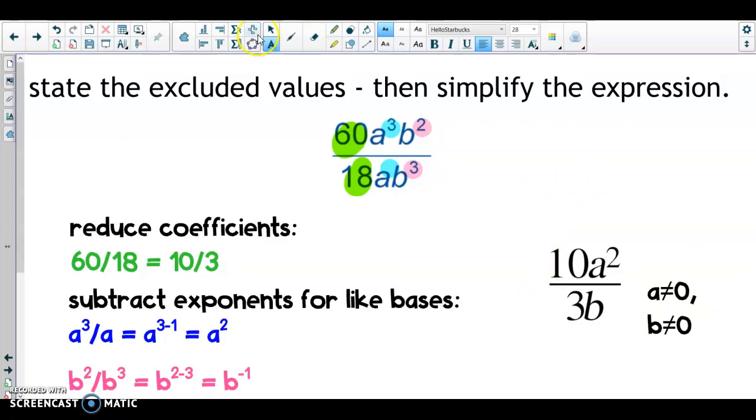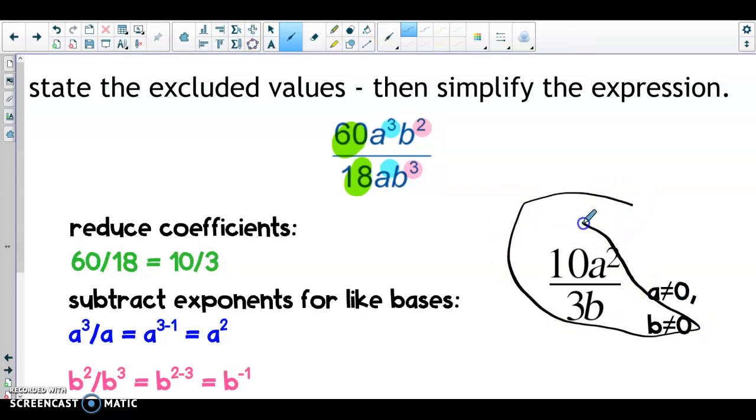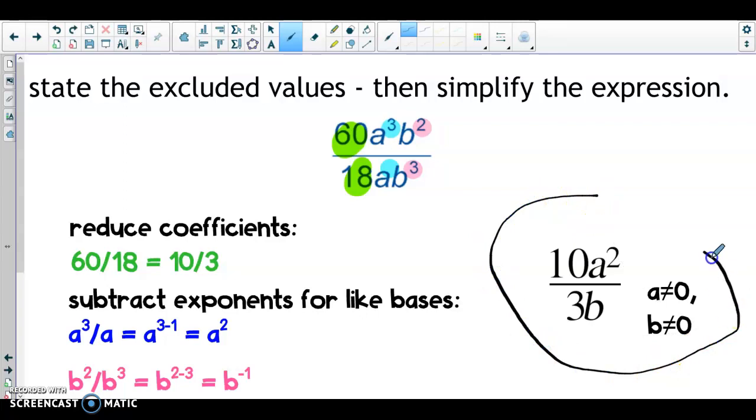So there it is. That's our final answer. All of our components are listed there. And whoops, I can't draw a circle. Let's try that again. There we go. That's a little better anyway. So there's our conditions listed next to our simplified expression. So that's what we're focusing in on here.